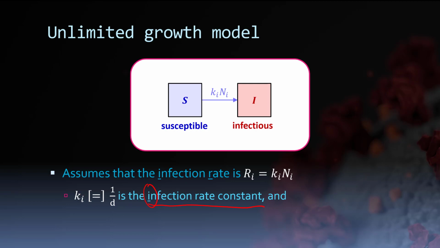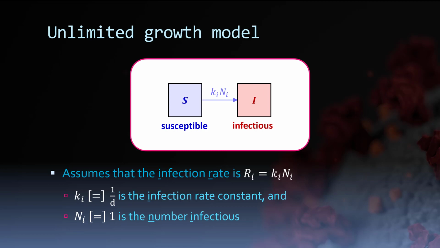And the square brackets around the equal sign mean that Ki has units of 1 over D, and the D here stands for day. So Ki is a rate constant for getting infected per day per infectious person. And then the last thing we need to talk about is Ni, which is the number in box I. Again, the brackets mean it has units of the number 1. It has no units, it's just a counting number.